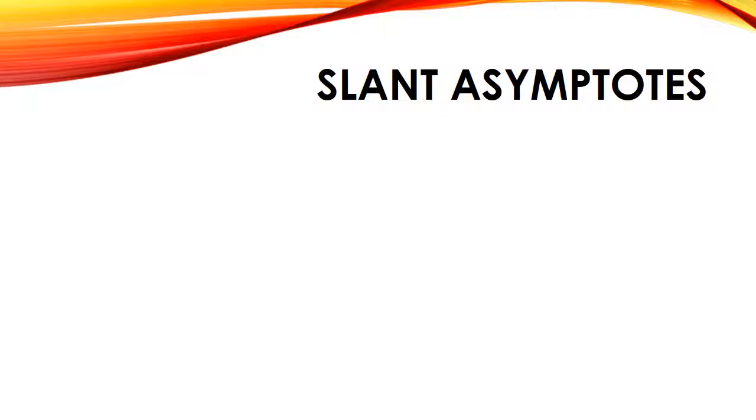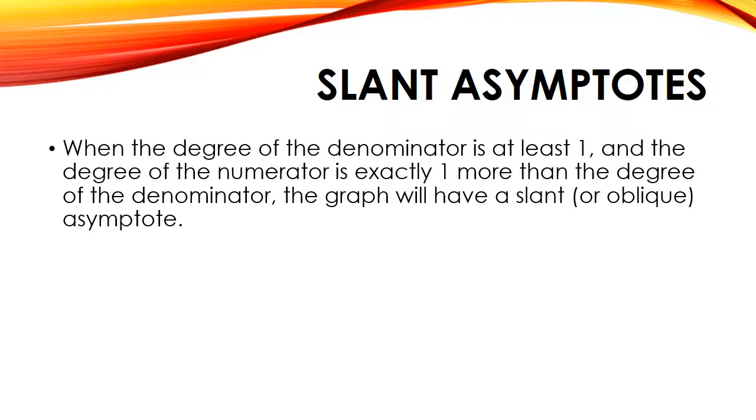And we also have something called slant asymptotes. When the degree of the denominator is at least 1 and the degree of the numerator is exactly 1 more than the degree of the denominator, the graph will have what's called a slant or an oblique asymptote. So this is a case of bigger on top, which remember, a bigger on top degree has no horizontal asymptotes. If the difference between the two degrees is just 1, if the bigger degree on top is only bigger by 1, then you will have what's called a slant asymptote.